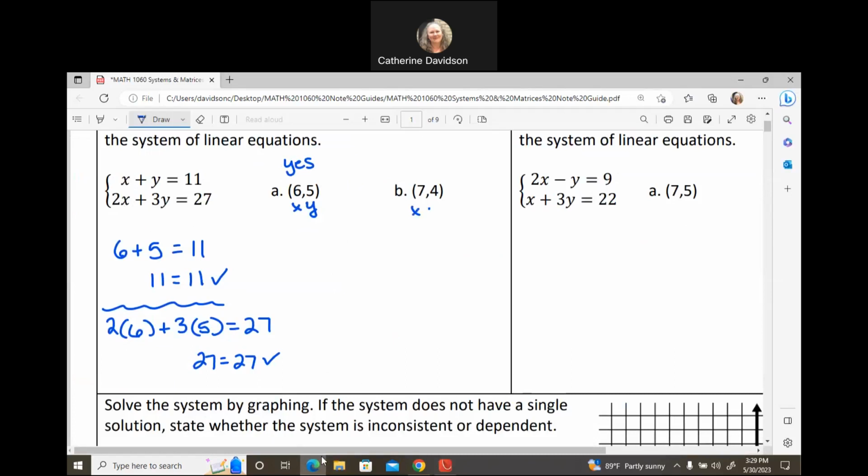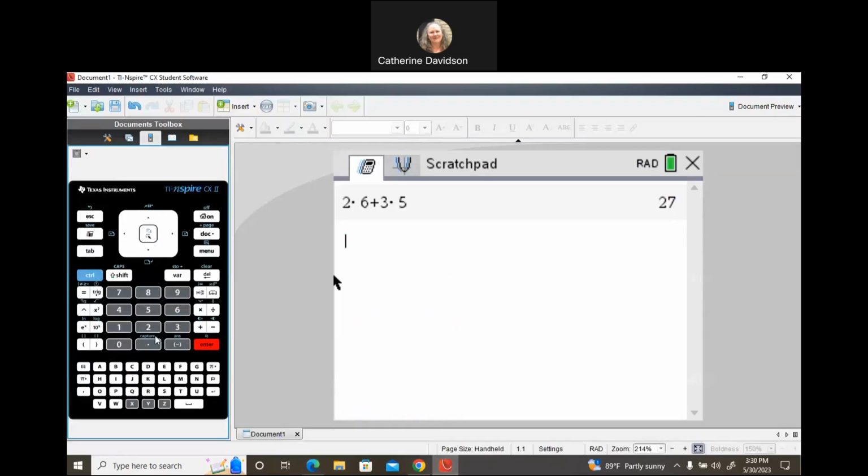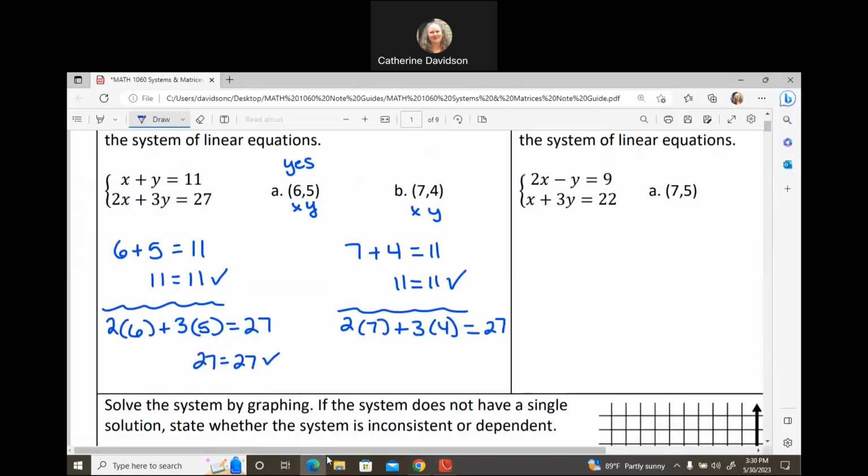Let's try this one. Let's plug that in to the first equation. Okay, so that one is true. Let's plug it into the second one. See if that's equal to 27. All right, that's equal to 26. So 26 is not equal to 27. Both of those would have to be true, so it's not a solution. That point is where these two lines would intersect.